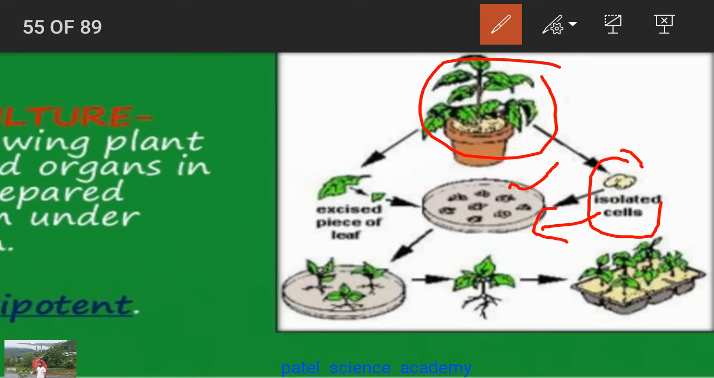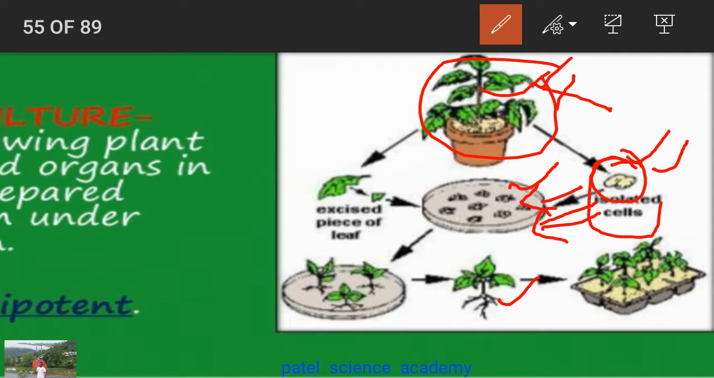You can see, we don't need to grow the whole plant by this plant. We don't need this plant, we just need the cell collected from this plant. So with this cell, by this technique, we can produce the whole plants. How can we produce the whole plant? You have to just isolate the cell, and insert it into the nutrient medium.